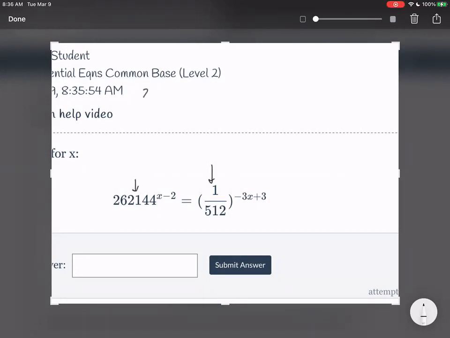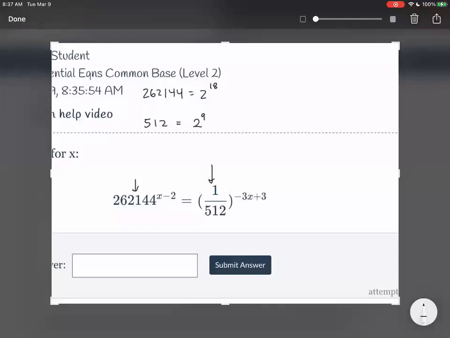So let's see, 262,144 is equal to 2 to the power of something. Let's figure out what that something is. And I'm just going to try it out with 512 first. 512 is equal to 2 to the power of what? So I'm going to pause the recording and then see what this gives us.